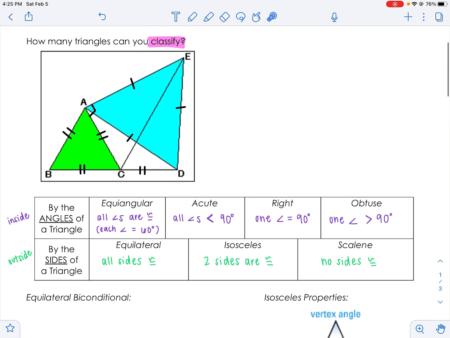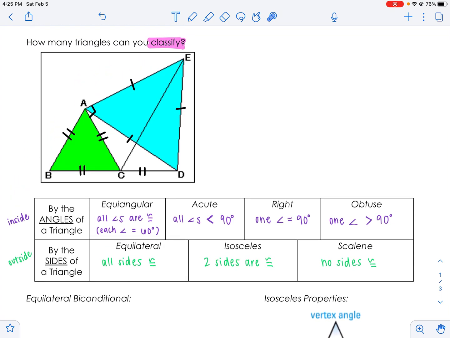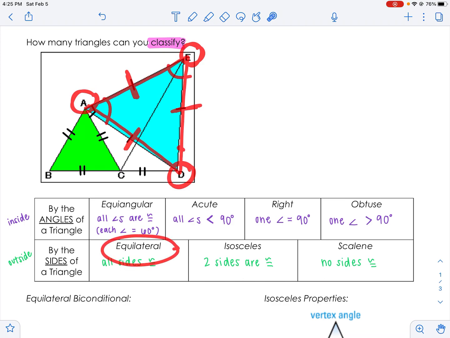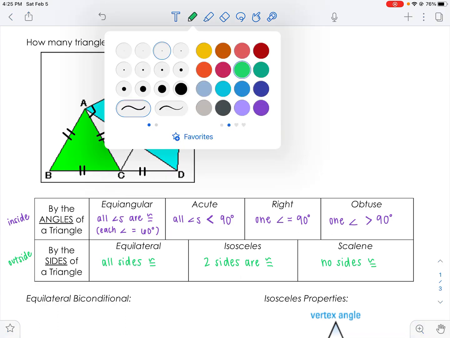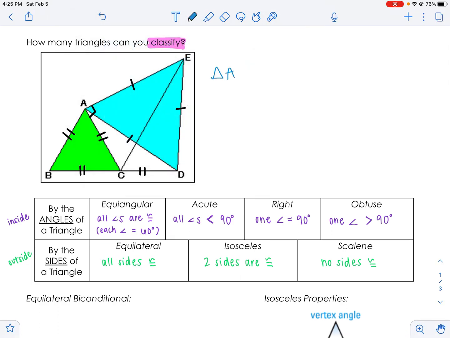So let's go back up to this picture. It says, how many triangles can you classify? Well, the first one that stands out to me is just this blue one right here. And if I outline that triangle, I could call that triangle AED. The first thing that we see is these ticks all the way around. And if there's ticks all the way around, that means it's equilateral. And if I look at those angles, it's also going to be equiangular. So the first triangle that I'm going to classify is triangle AED. And I'm going to say that it's equilateral and equiangular. And this lime green one, triangle ABC, is the same.